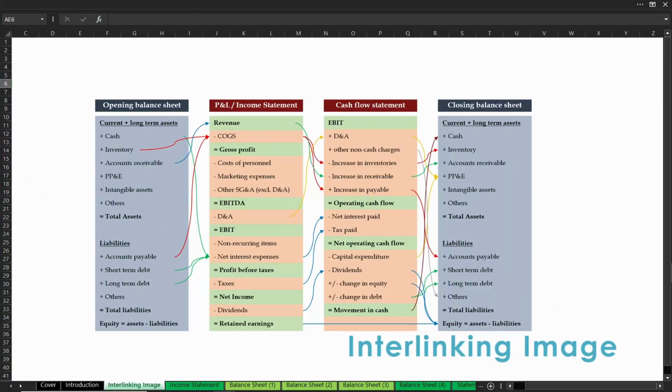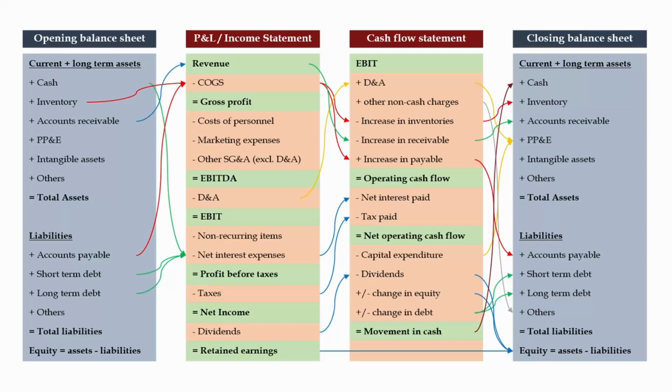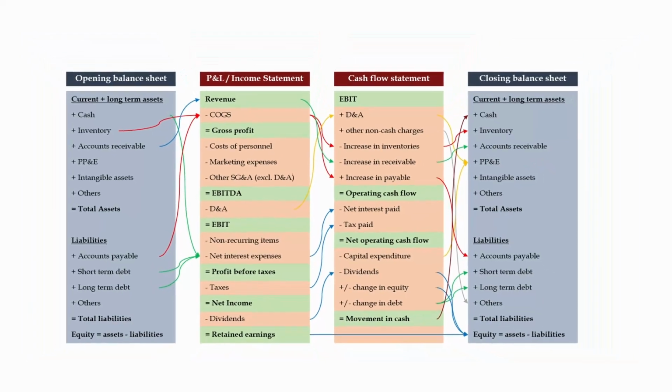The corresponding image helps user to understand the interlinkage between the 3 financial statements. For instance, when we talk about PPE account, refer to yellow lines for movement. D and A amount from income statement flow to the cash flow statement, and then the same D and A and capital expenditure amount from cash flow statement is adjusted to the opening balance of PPE to calculate closing PPE balance.